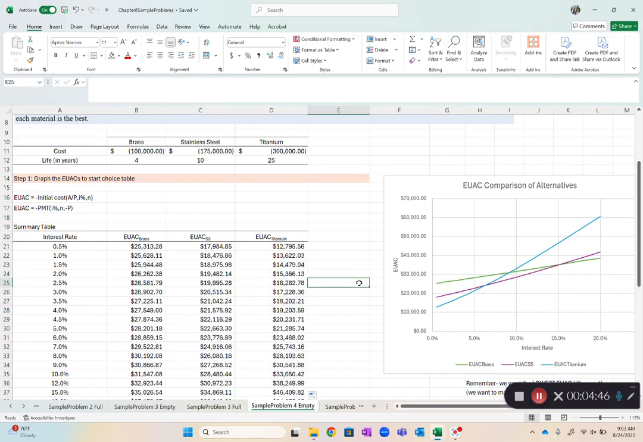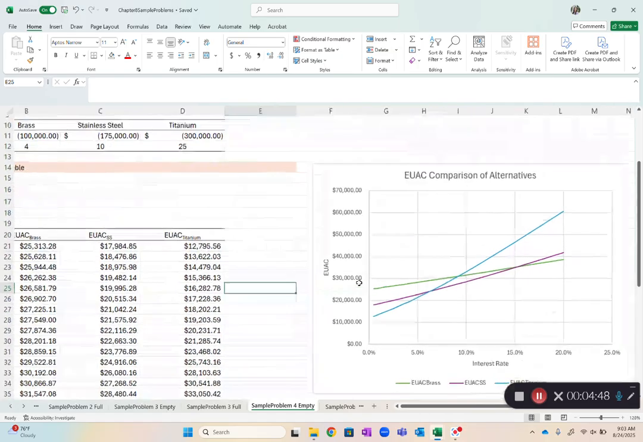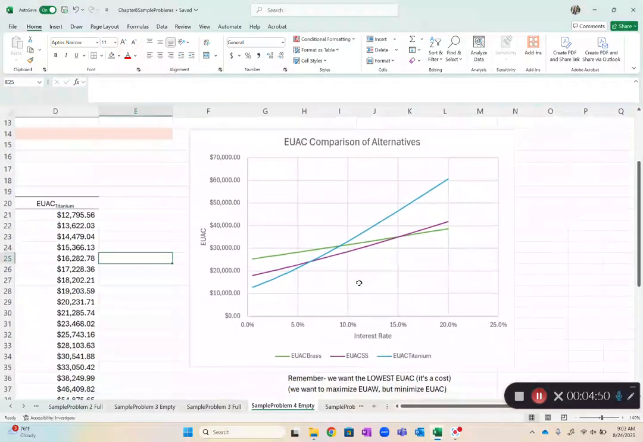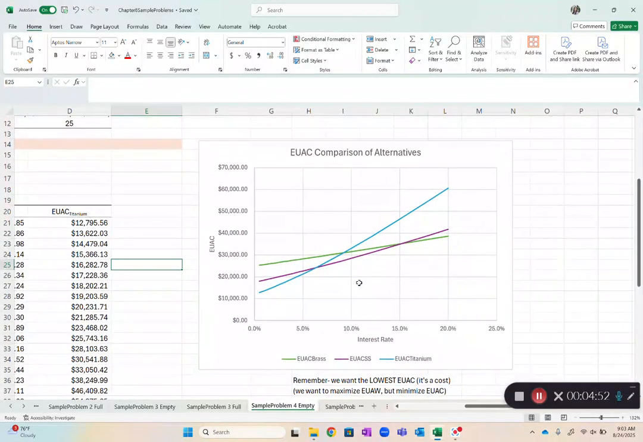Okay, so this is what you'll notice: my graph, I had it all ready to auto-populate. So this is my graph for these three options. The green line is my equivalent uniform annual cost for brass. The purple line is equivalent uniform annual cost for stainless steel, and the blue line is my equivalent uniform annual cost for titanium.